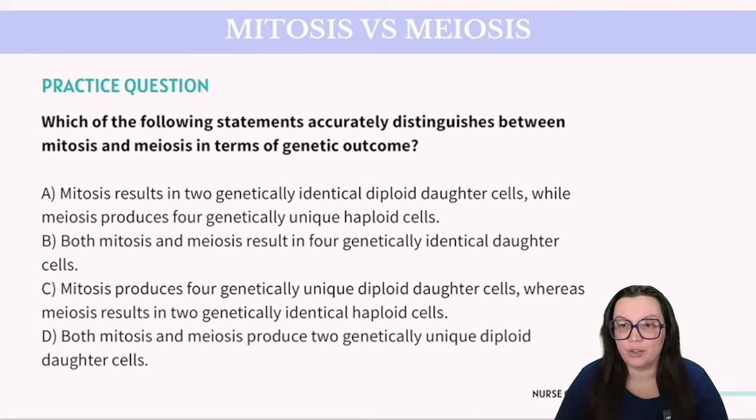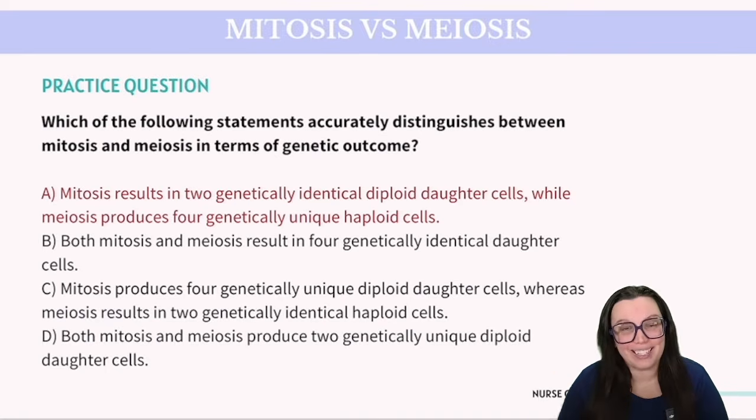Is it A, mitosis results in 2 genetically identical diploid daughter cells, while meiosis produces 4 genetically unique haploid cells? Is it B, both mitosis and meiosis result in 4 genetically identical daughter cells? Is it C, mitosis produces 4 genetically unique diploid daughter cells, whereas meiosis results in 2 genetically identical haploid cells? Or is it D, both mitosis and meiosis produce 2 genetically unique diploid daughter cells?